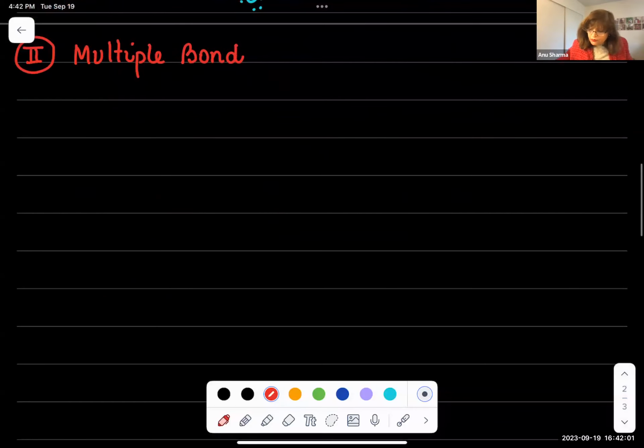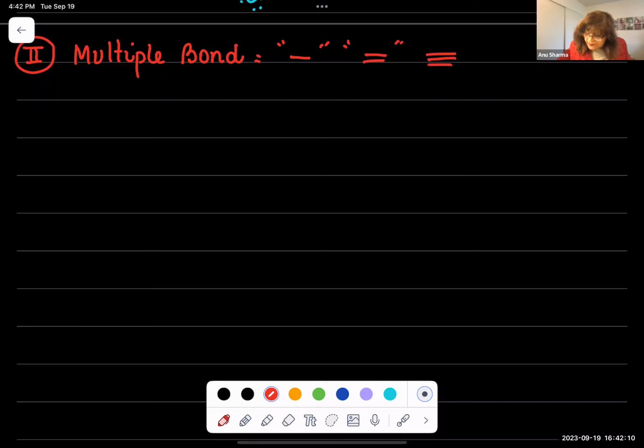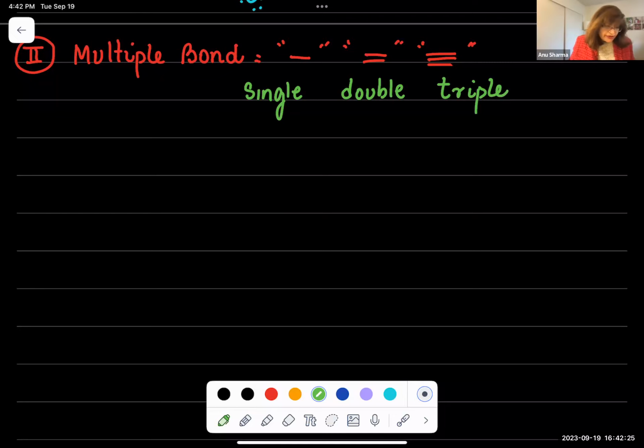But carbon can also form single bond, double bond, and triple bond. Okay, so single, double, and triple. So how does that happen? All right, or what examples are those? So let's look at some of the examples here in which carbon is making single, double, and triple bonds.